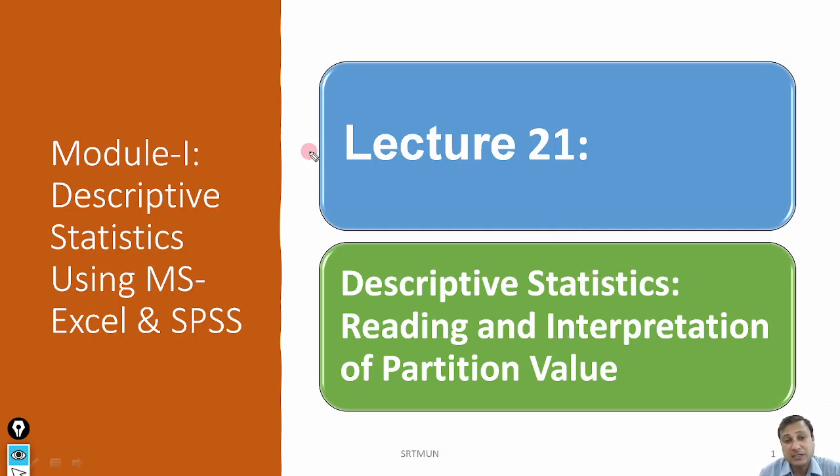We are starting our lecture number 21 today, and the title of lecture 21 is Descriptive Statistics, Reading and Interpretation of Partition Value. If you all remember, in the previous lecture, lecture number 20, we tried to understand the meaning of partition value, meaning of quartiles, meaning of deciles and meaning of percentiles. Once we all are comfortable with the meaning of all these concepts, then we can shift to the reading and interpretation of these partition values. So that is the subject matter of this lecture number 21.